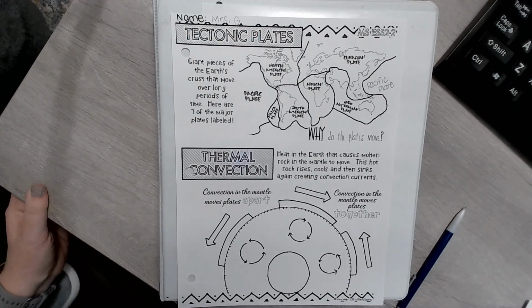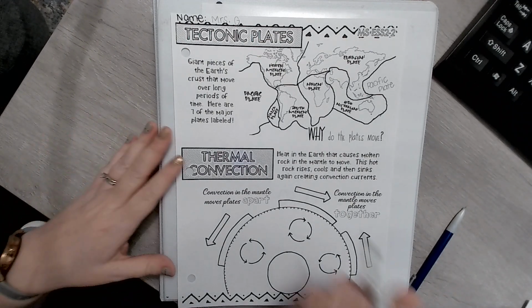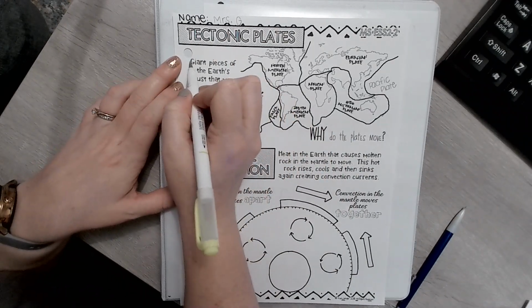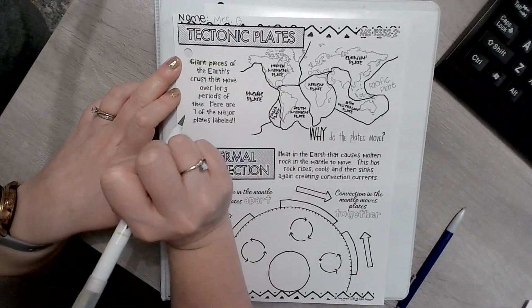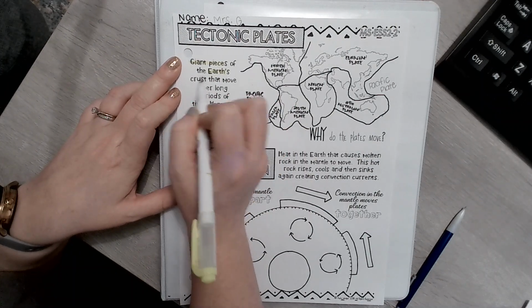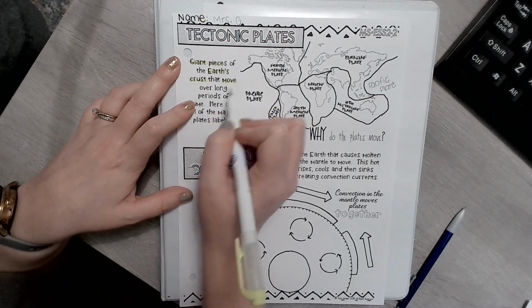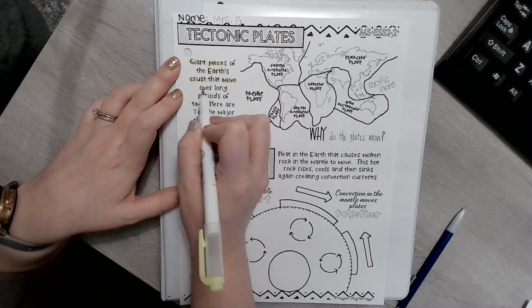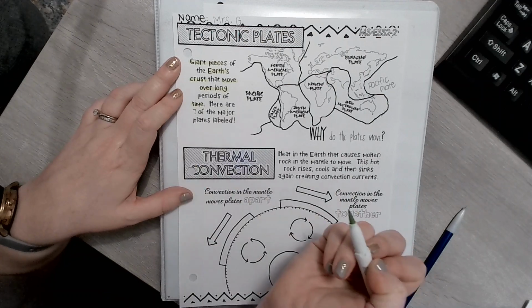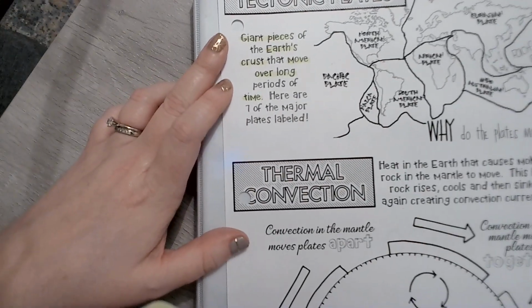So I'm going to use my brush pen. But tectonic plates, what are tectonic plates? I'm going to go through and highlight the important things. So I'm going to see that they are giant pieces, this is really hard to see, of Earth's crust that move over long periods of time. Okay? If I get in there, see, they are highlighted.